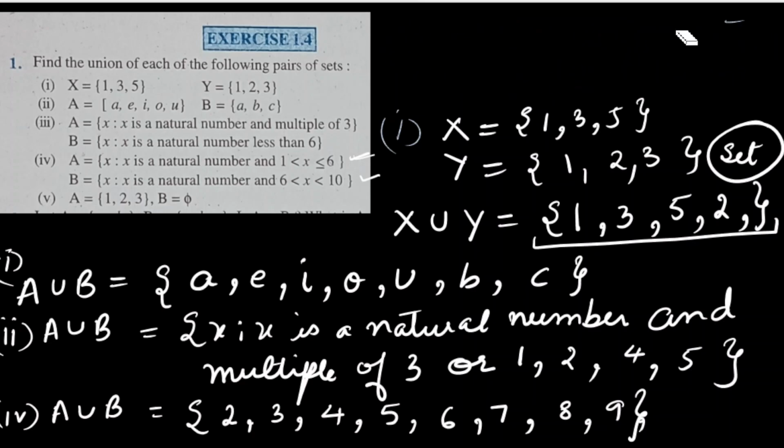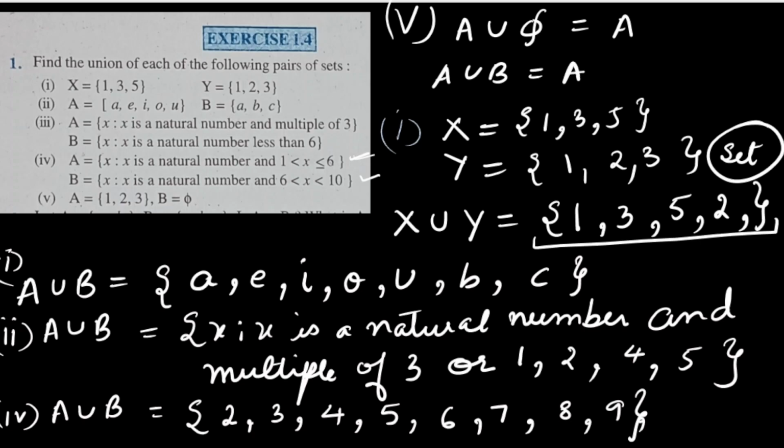Now the last part, which is the fifth part of this one. A is given to us as the set 1, 2, 3 and B is equal to the empty set. See, we have done one property, that A union the empty set is equal to A. So if we are doing A union B here, because B is the empty set, A will be the answer. That means the answer is 1, 2, 3. So A union the empty set is always A. This we have learnt in the property. So here we have completed the first question of exercise 1.4.